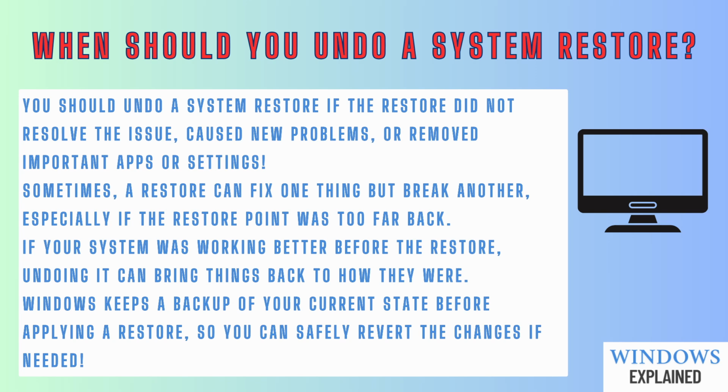Sometimes a restore can fix one thing but break another, especially if the restore point was too far back. If your system was working better before the restore, undoing it can bring things back to how they were. Windows keeps a backup of your current state before applying a restore, so you can safely revert the changes if needed.